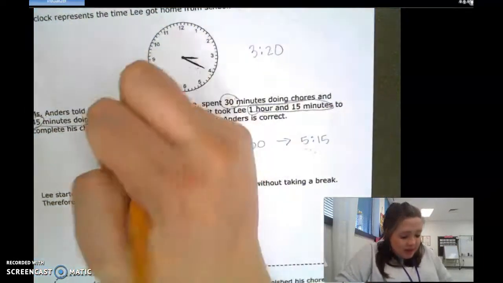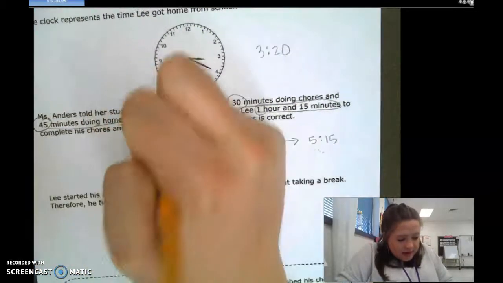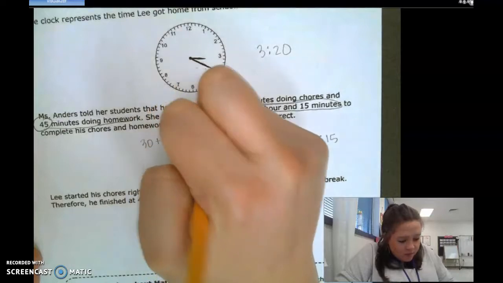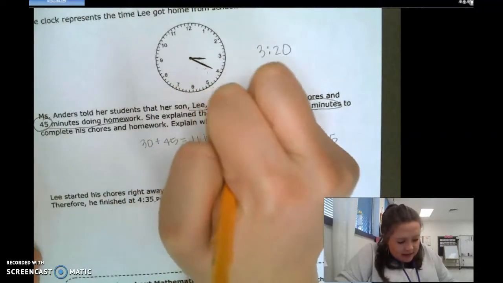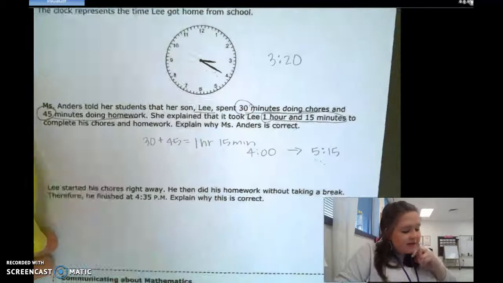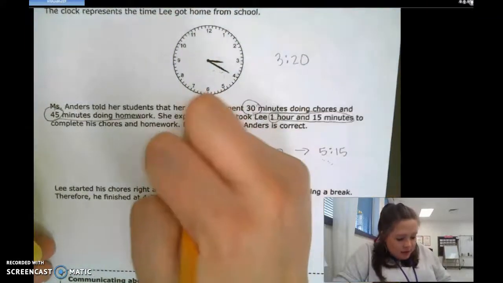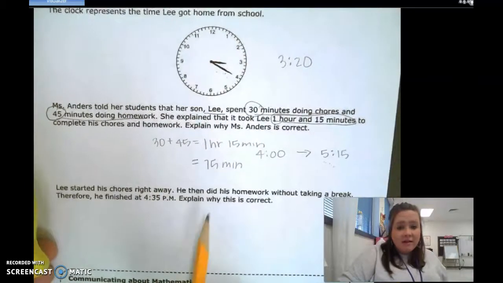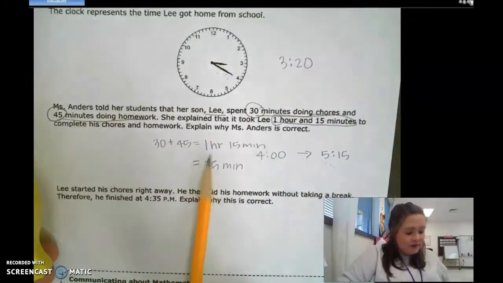So 30 minutes plus 45 minutes equals 1 hour and 15 minutes, or you could say that it equals 75 minutes. But 75 minutes is the same as 1 hour and 15 minutes.